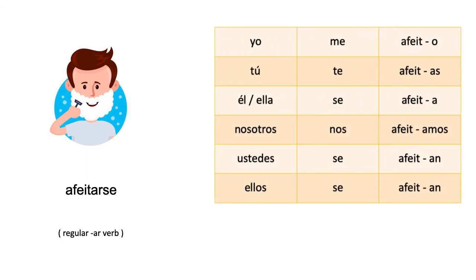Afeitarse. So afeitar means to shave. So afeitarse means to shave oneself, right? And afeitarse is a regular AR verb, just like levantarse, right? No changes to the stem. So what does the conjugation look like? Well, like this. Yo me afeito, tú te afeitas, él se afeita, ella se afeita, nosotros nos afeitamos, ustedes se afeitan, ellos se afeitan. Okay?